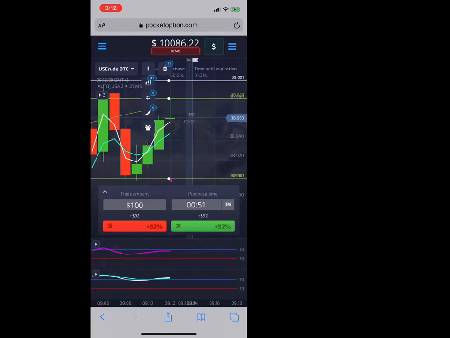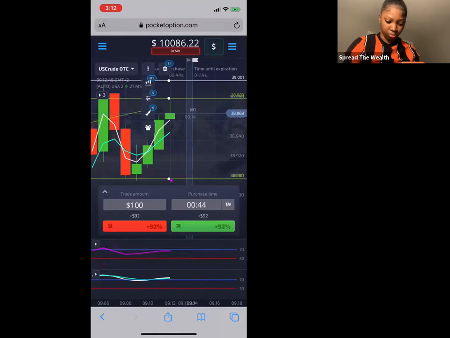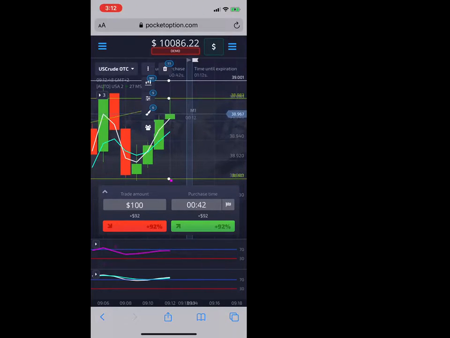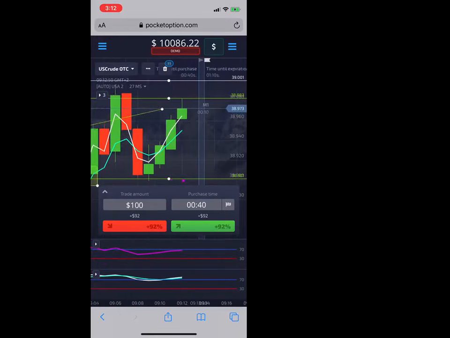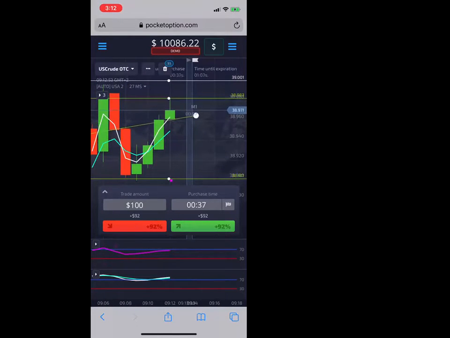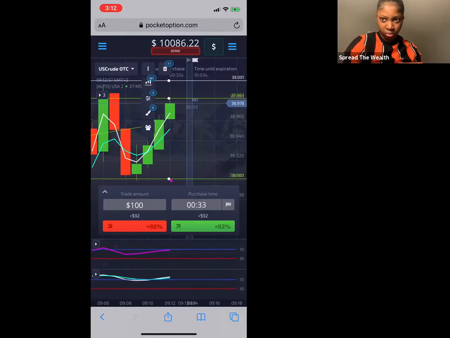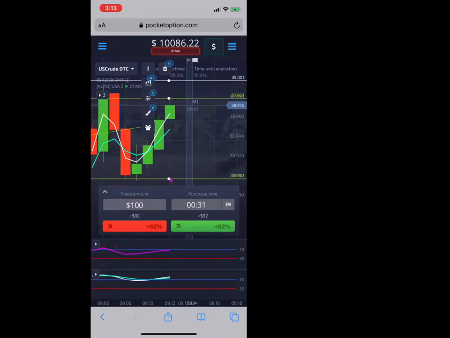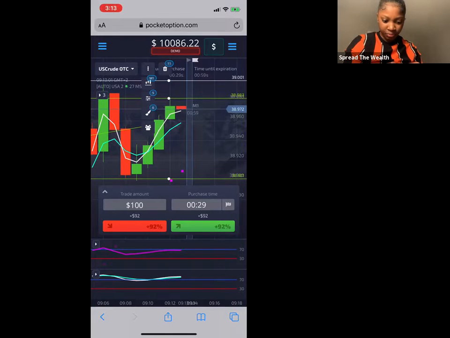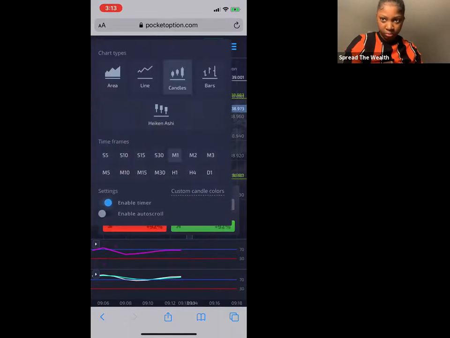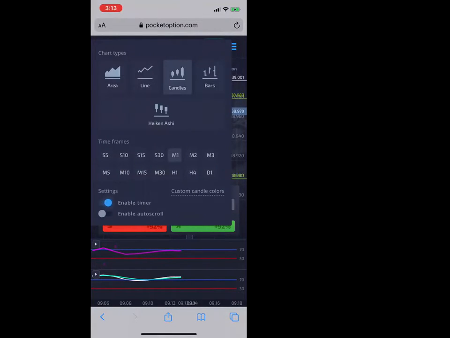So on yours, do you have the timer and stuff like that set up on here? No. All right. Do you see where on my screen it says M1? This right here. Oh yeah. Click on the three little dots at the top. Click on the M1 time frame, and then click down there where it says settings, enable timer. You can put auto scroll on too.